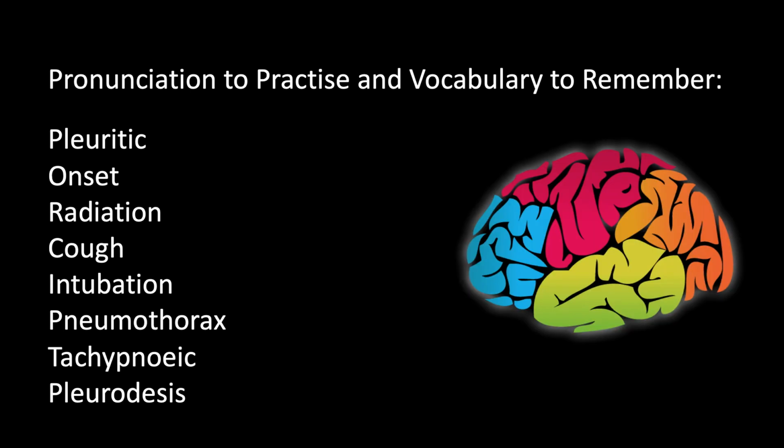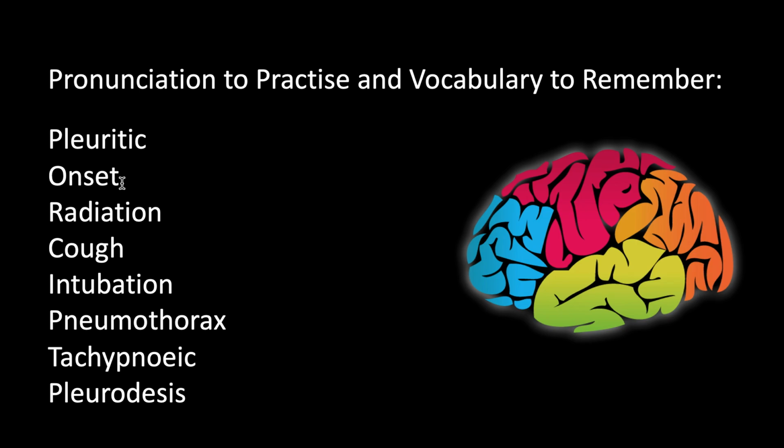So let's have a little look at some of the words that are more complicated in terms of pronunciation or spelling. So we have here pleuritic. Again, ignore some of the letters. Ignore that E and just think of the U, pleuritic.